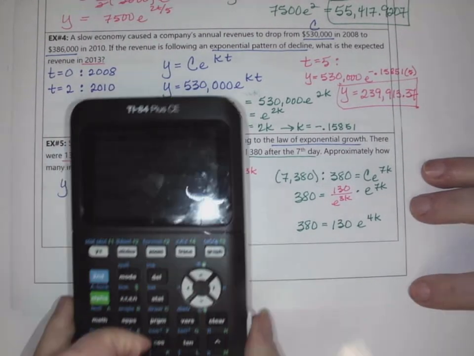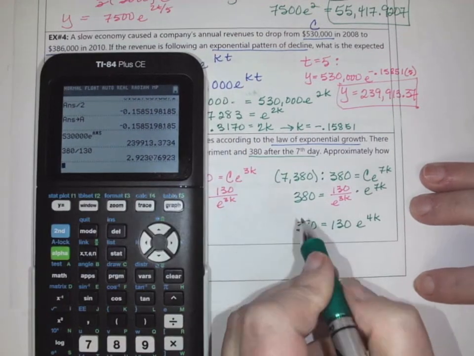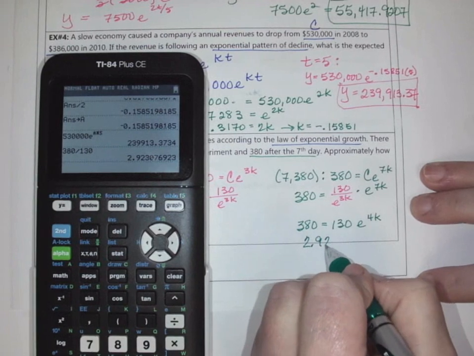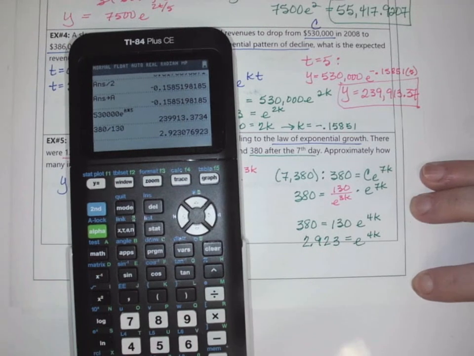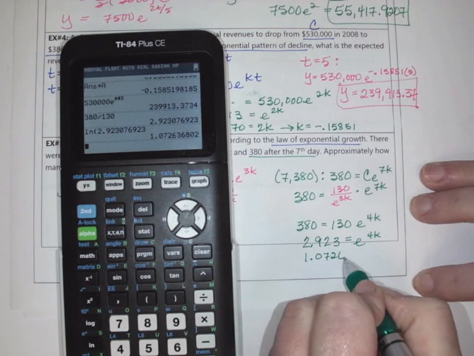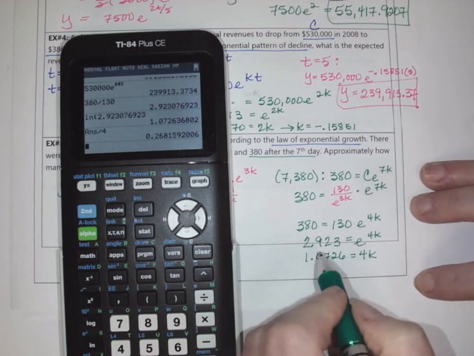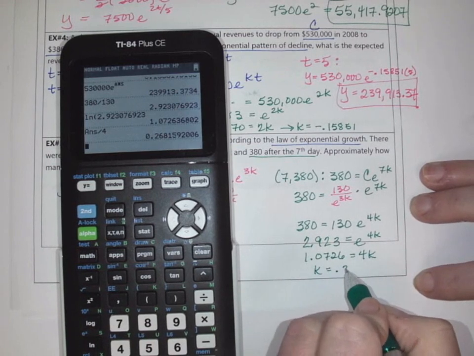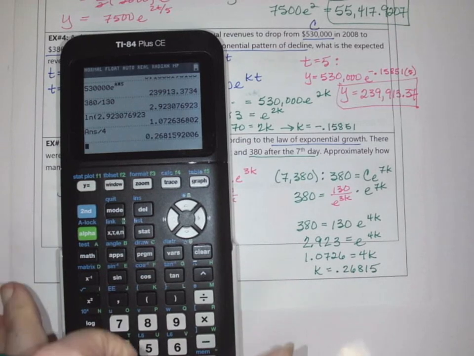So now I can solve for k. So I've got 380 divided by 130 gives me 2.923 is equal to e to the 4k. So now I need to natural log that guy. So I get 1.0726 is equal to 4k, and now I need to divide by 4, and I get that k is equal to 0.26815. Now, I don't need that.